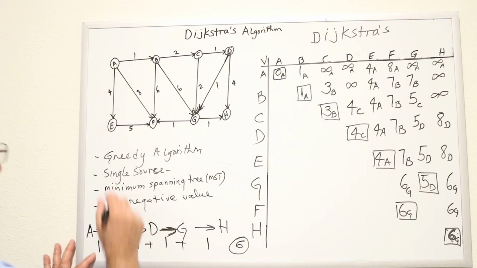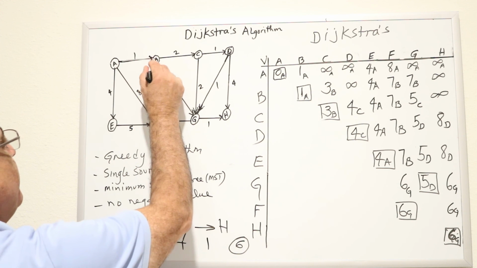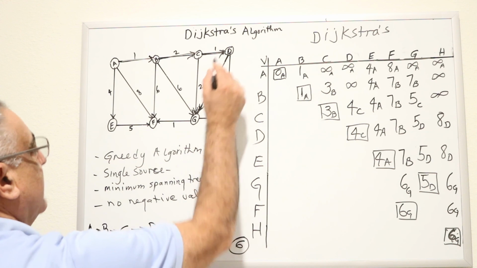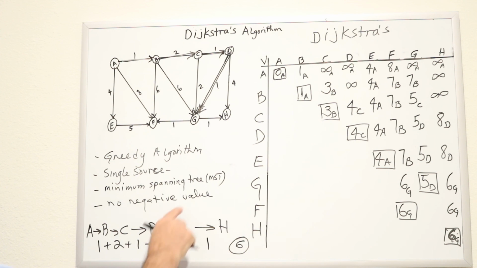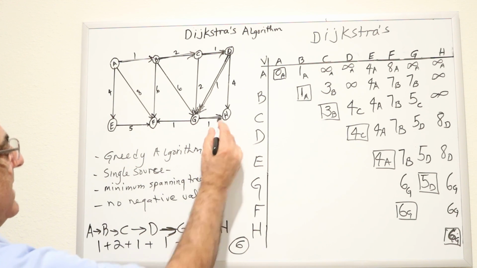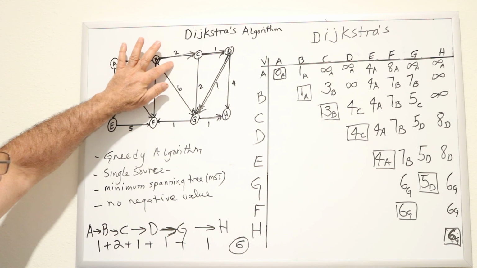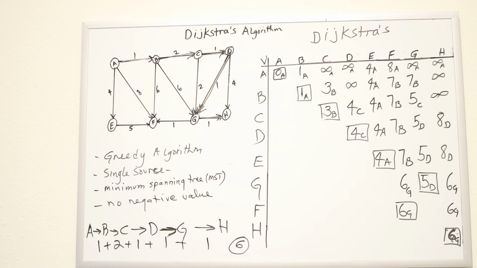That's the answer. So if you look back here, the shortest path is A to B, B to C, C to D, and D to G. So if you go into G, that's my shortest path, and then to H. And if you add all these values, you're going to end up with 1, 2, 1, 1, 1. So that's 6. This is the whole idea of Dijkstra's algorithm, and GPS systems can follow this for shortest path. Thank you.